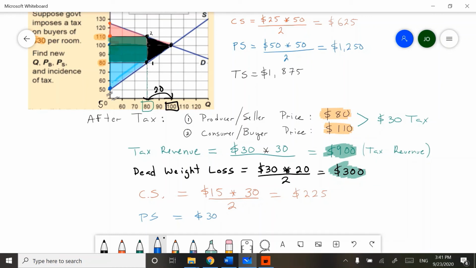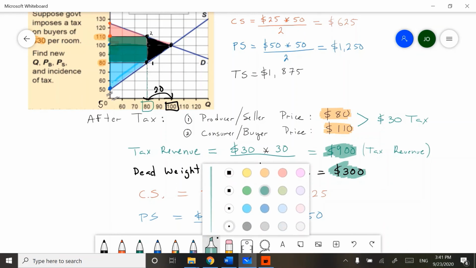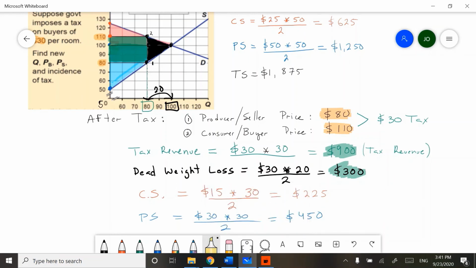We can take a similar approach to producer surplus. The height of the blue triangle is $30. We go from 50 to 80. And we're going to multiply it again by 30 transactions divided by 2, and this equals $450. I now have analyzed the market after the tax.